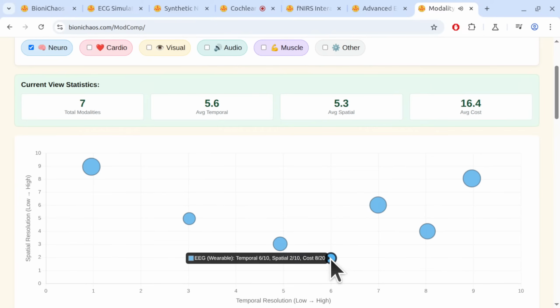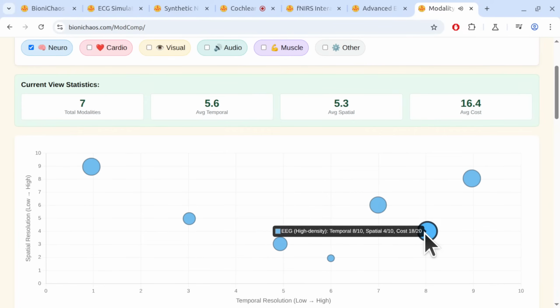High-stakes research. But then you have EEG, electroencephalogram. The high-density research version is still pricey, 18 out of 20 cost. Gives you good speed, 8 temporal, but only okay spatial, 4. Used in labs, brain-computer interfaces, that kind of thing.